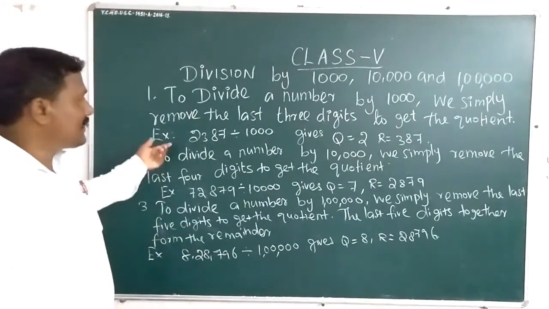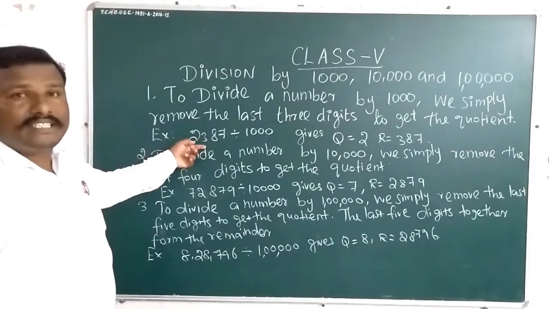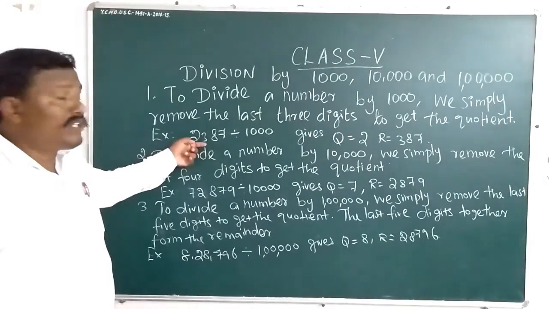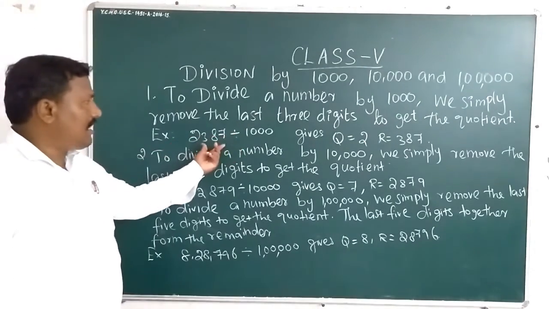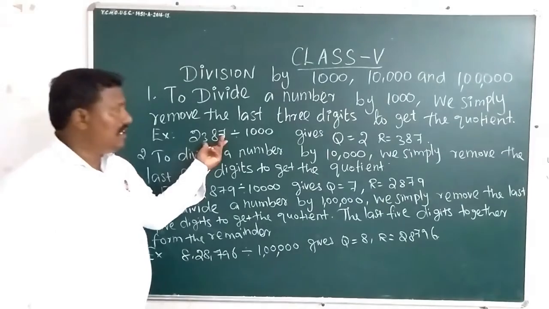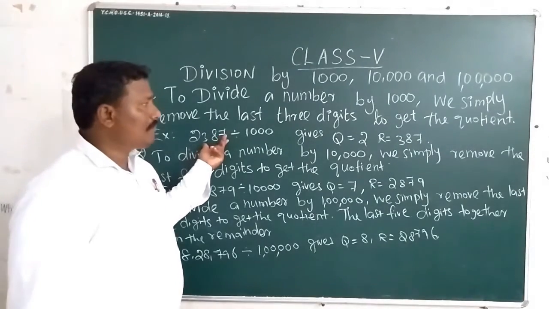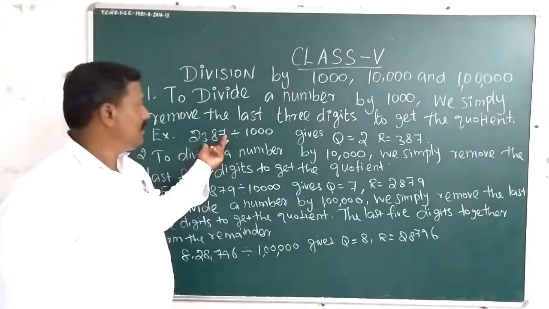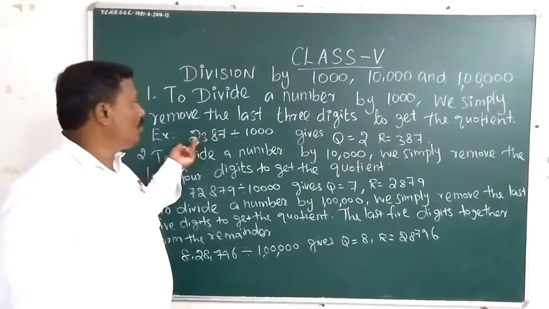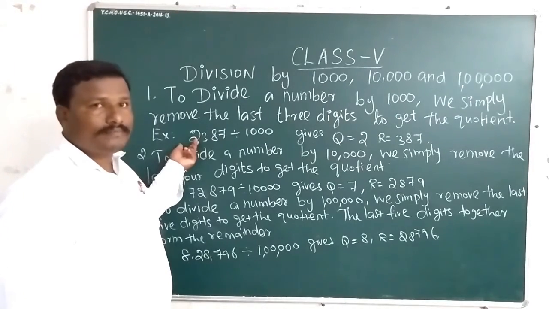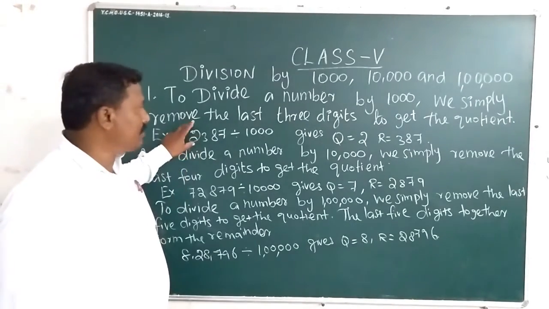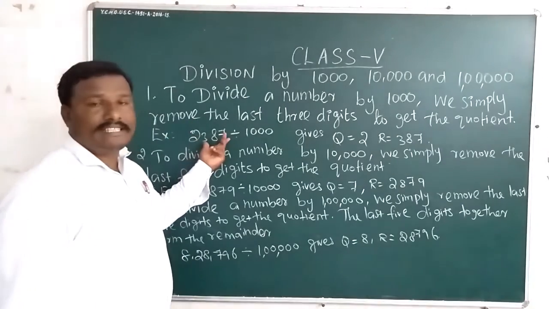Okay. So for example, 2387. If you divide by 1000, the last three digits, 387, are the remainder and 2 is the quotient. Okay, 2 as a quotient, last three digits as a remainder.